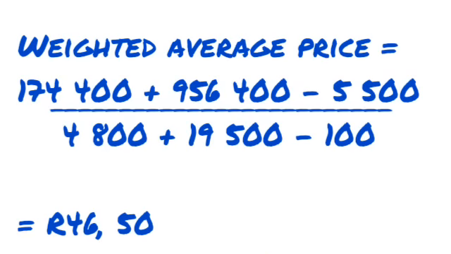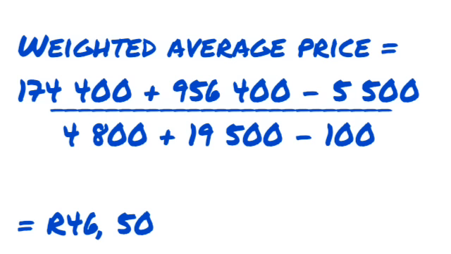Now that I know how much I returned, let's go ahead and calculate my weighted average price. For my weighted average price, remember the formula said opening stock, and we said our opening stock was 174,400 plus purchases of 956,400 minus the returns that we just calculated, which were 5,500. Divide now by the units. The units of opening stock were 4,800 and the units that we purchased were 19,500 minus the units that we returned, which were 100 units. And then that gives me my weighted average price of 46 rands 50.